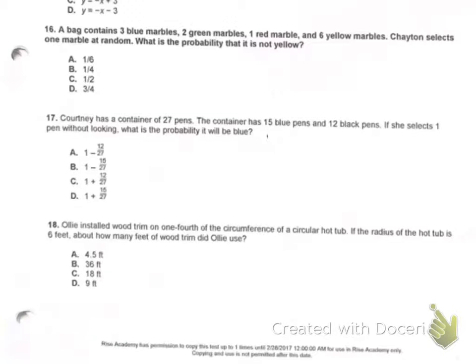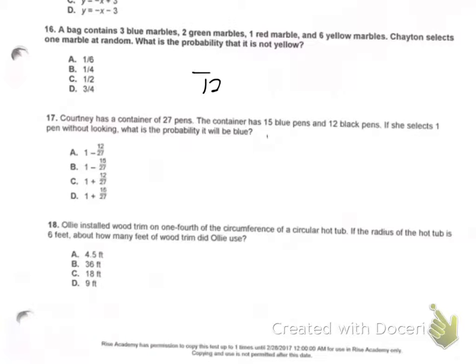A bag contains 3 blue marbles, 2 green marbles, 1 red marble, and 6 yellow marbles. Chayton selects 1 marble at random. What is the probability it is not yellow? So the first thing I need to do is just add these up. So 3 plus 2 is 5, plus 1 is 6, plus 6 is 12.